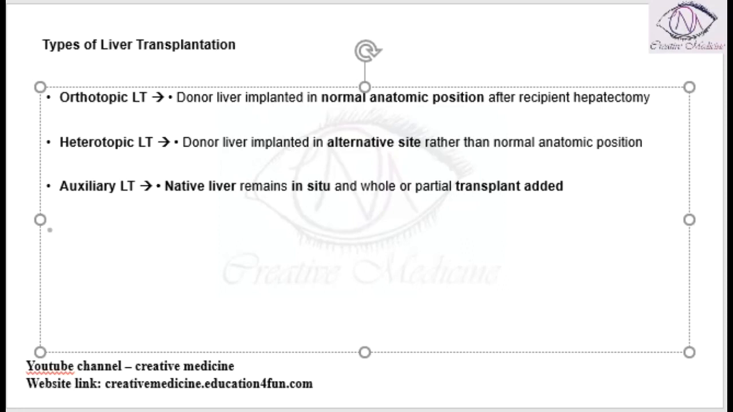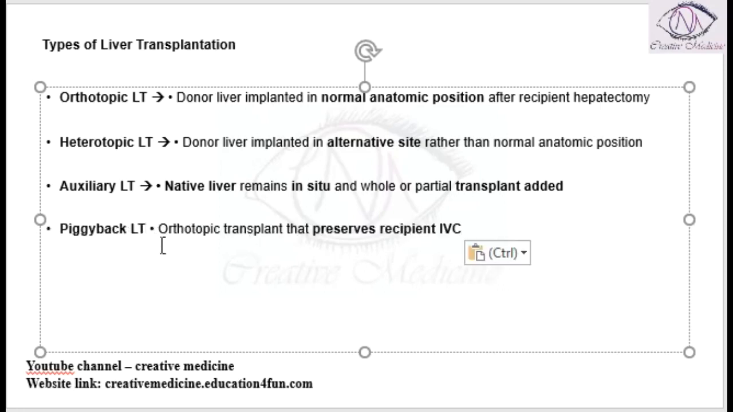Then we have piggyback liver transplantation. Piggyback liver transplantation is a type of orthotopic transplant which preserves the recipient inferior vena cava. That is, it is similar to orthotopic transplant where you remove the recipient liver from the anatomical position and you replace it with the donor liver in the same normal anatomical position. But here in piggyback liver transplantation, you will preserve the recipient's inferior vena cava.